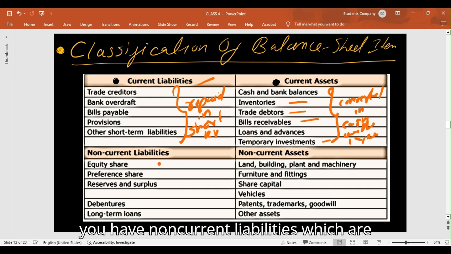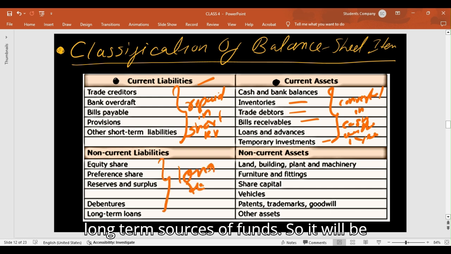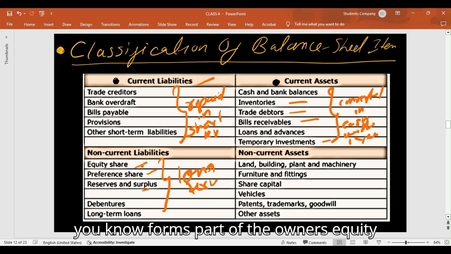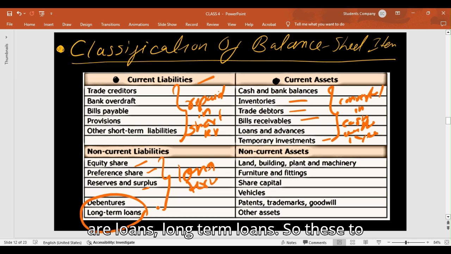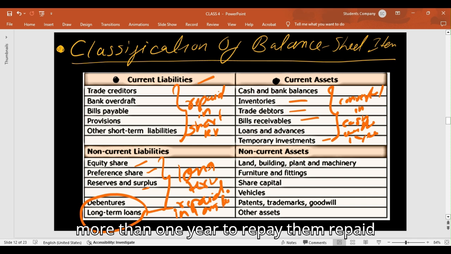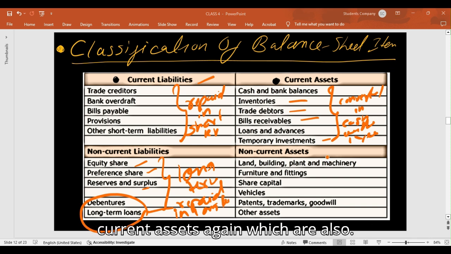And then you have non-current liabilities, which are long-term sources of funds. So it will be equity shares, reserves and surplus, preference shares. These form part of the owner's equity or shareholder funds. And there are loans, long-term loans. These are to be repaid in the long term; you will have more than 1 year to repay them. Then you have non-current assets, which are assets that will yield benefit in the long term: land, building, plant and machinery, furniture and fittings, vehicles, patents, trademarks, and goodwill. So these are the components in the balance sheet.